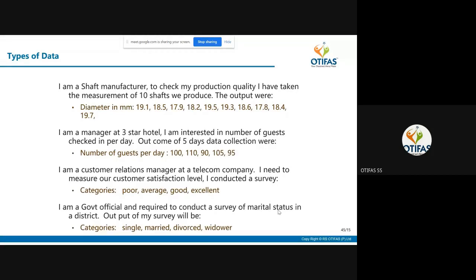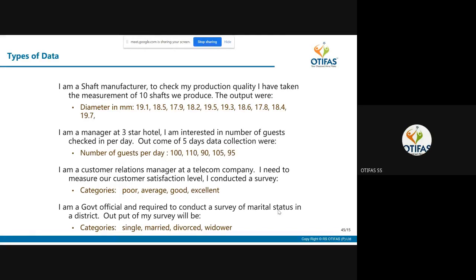So these are the four types of data that you are going to get every time. Now tell me, what is the difference between one and two? So the second one are only whole numbers, but the first one is decimal. It includes decimals as well.